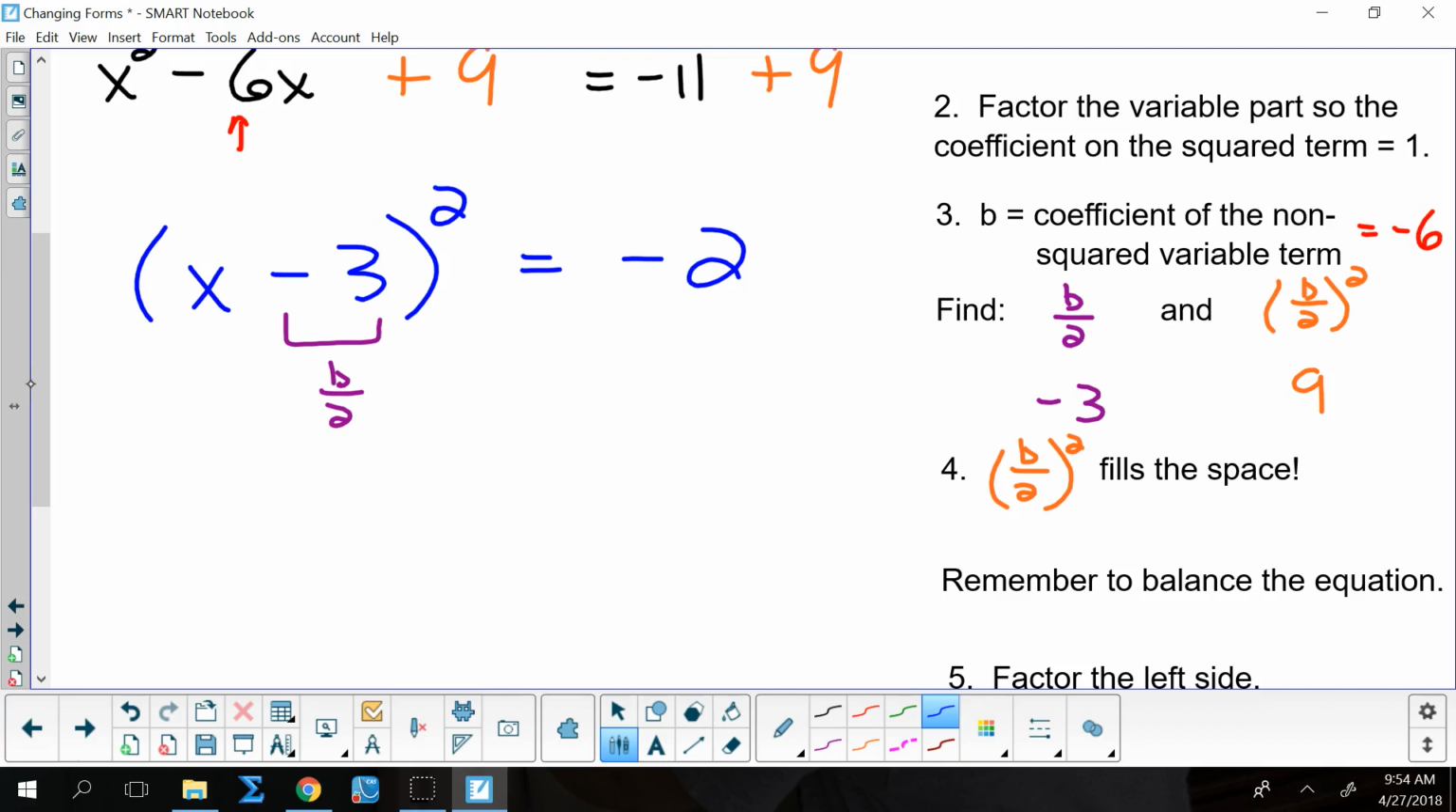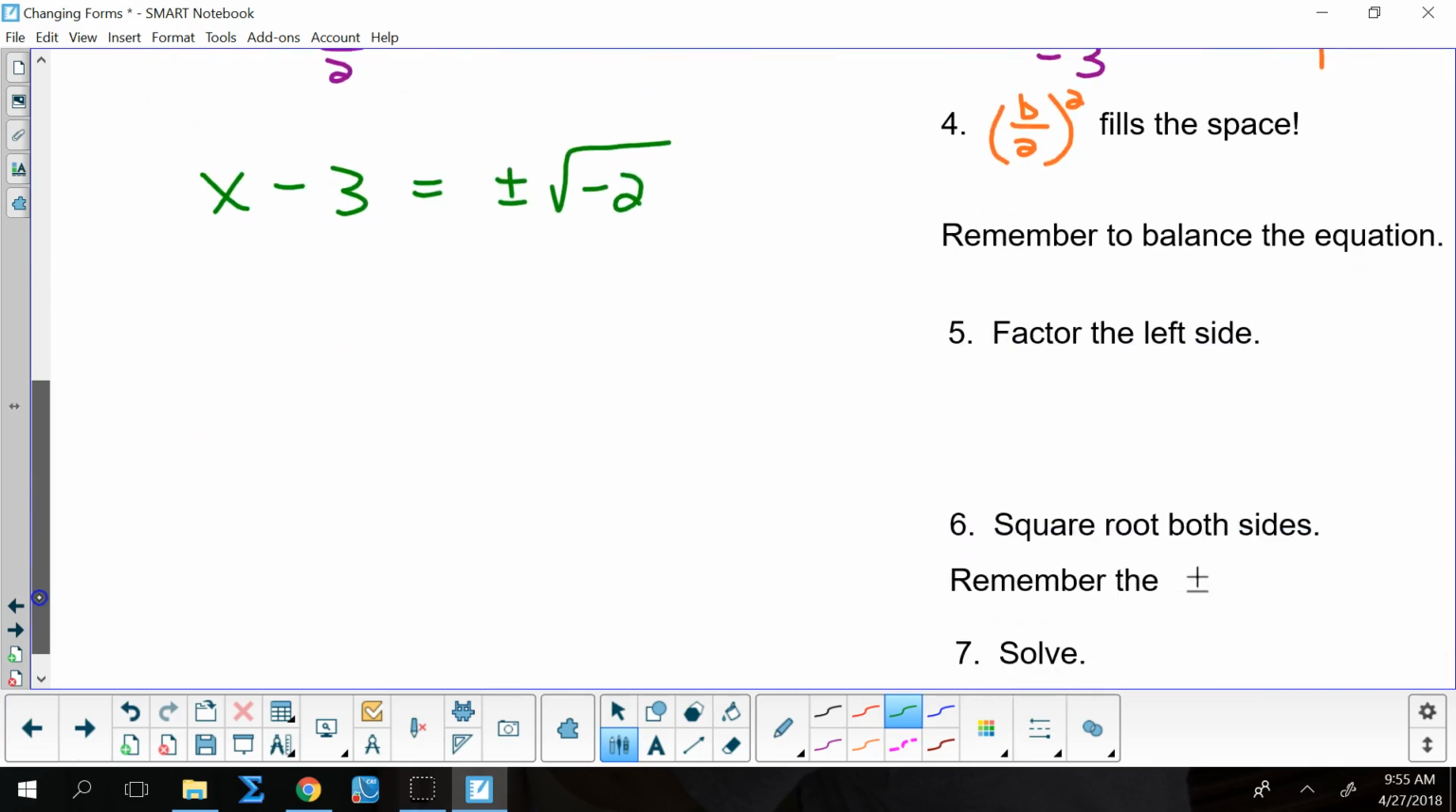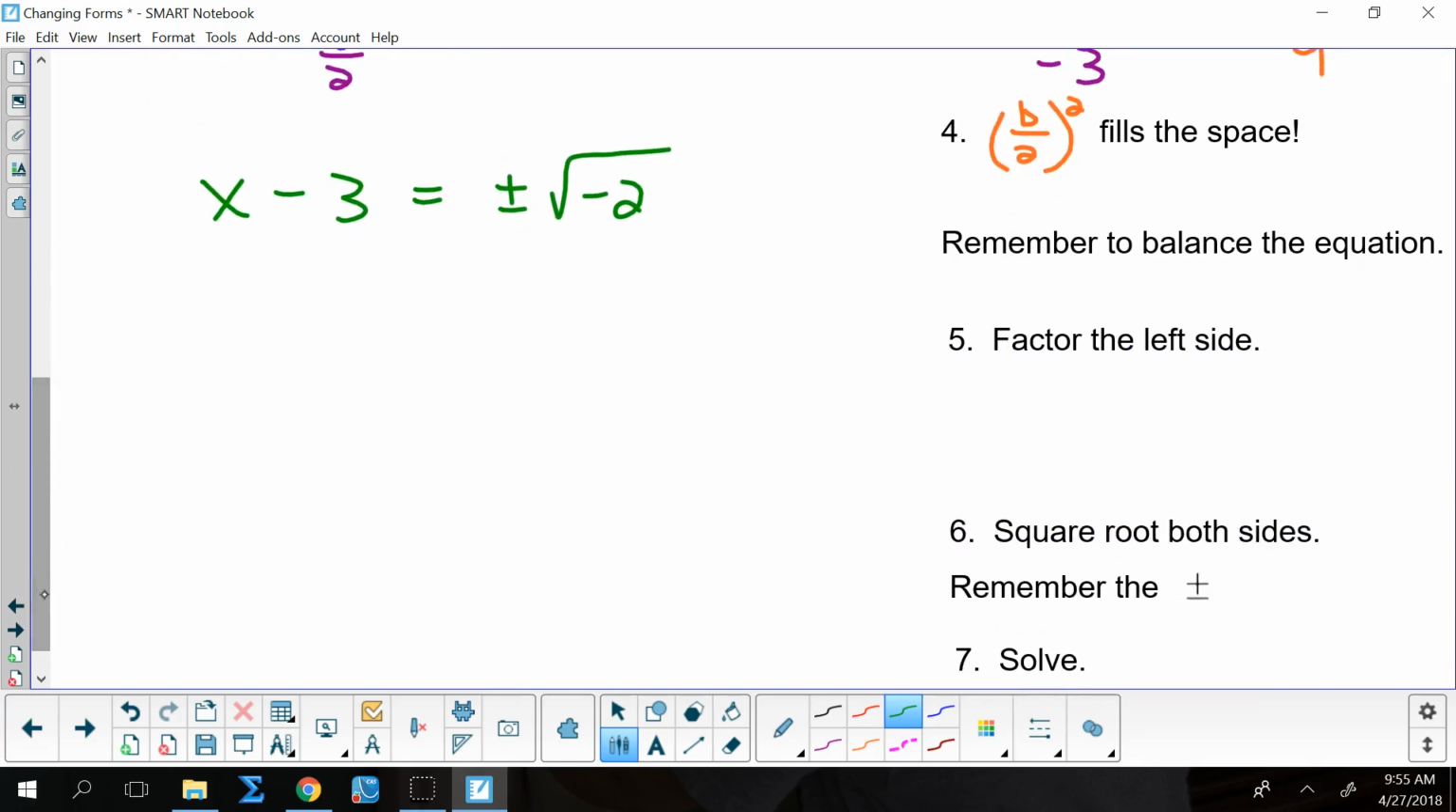If we were going on, we would square root both sides, and so then this side would become x minus 3, and that would equal plus or minus the square root of negative 2. And then we would go on and we'd solve this. So x equals 3 plus or minus i times the square root of 2 would be the solutions to it. But again, we are not solving in this stuff. We are just simplifying.